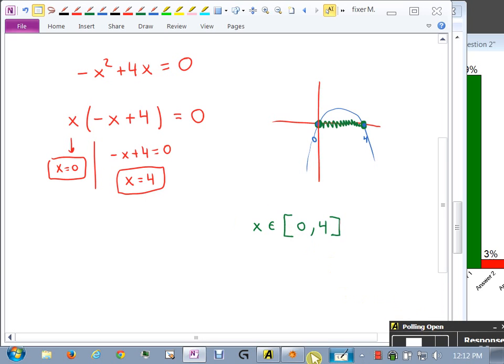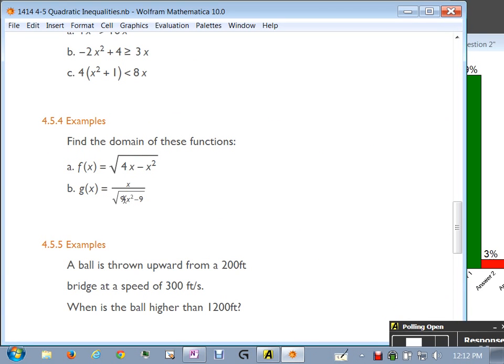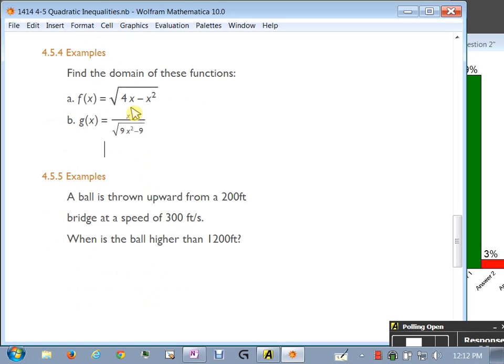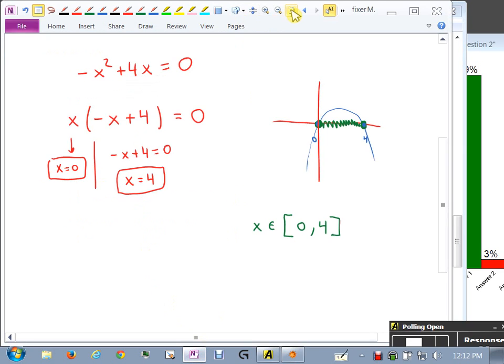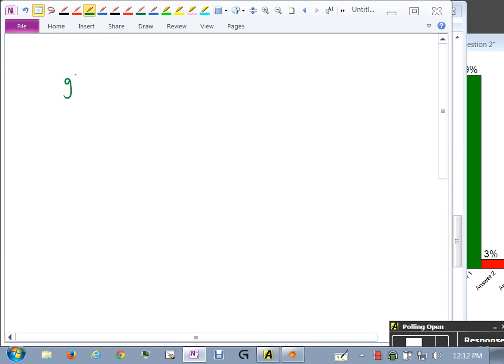All right, let's look at the next example here. So the domain of this one. We're almost done. g of x is x over the square root of 9x squared minus 9. Okay, tell me about this. Domain. What's the domain? So what am I going to have to look at?